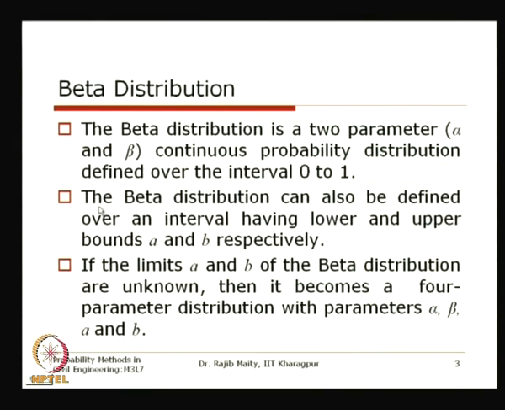In the general case, the beta distribution can also be defined over an interval having both lower and upper bounds, in the general form a and b respectively. If the limits a and b of the beta distribution are unknown in some cases, then it becomes a 4 parameter distribution. So alpha and beta are the two parameters, and these bounds become 2 more parameters. That will become a 4 parameter beta distribution.